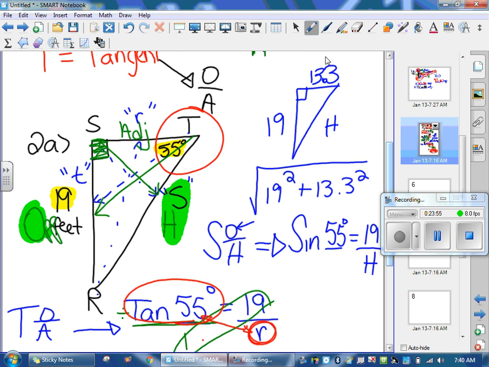And then we're going to divide. So in your calculator, you're going to take 19 and divide by sine 55. And this is going to give you a hypotenuse of 23.19. And again, that's feet.